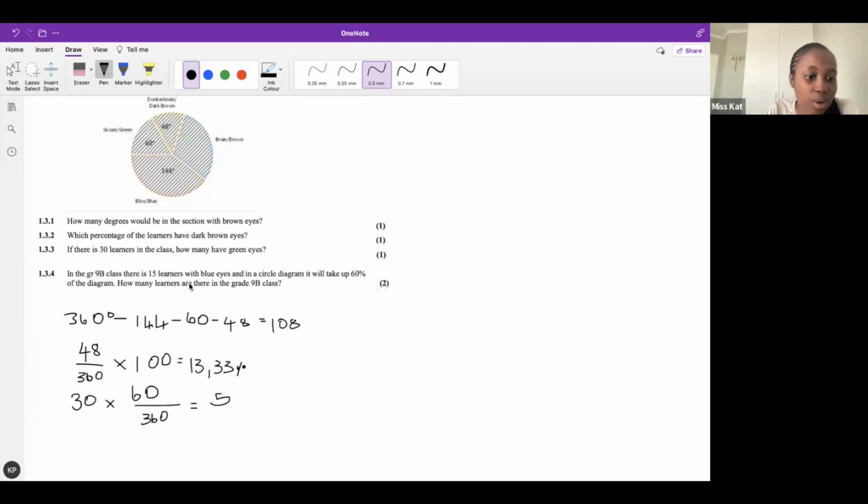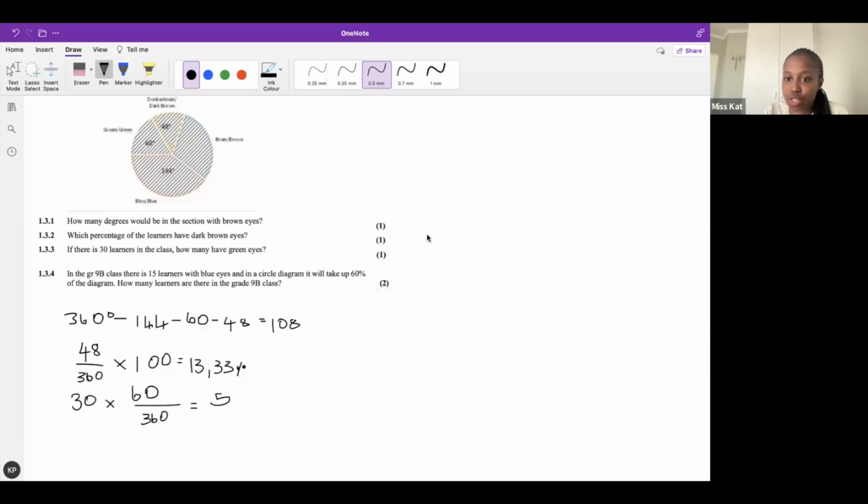Great. Now the last one, 1.3.4. In grade 9B class, there are 15 learners with blue eyes. And in a circle diagram, they take up 60%. So how many learners in total are there in the grade 9B class? Oh, this is something interesting.